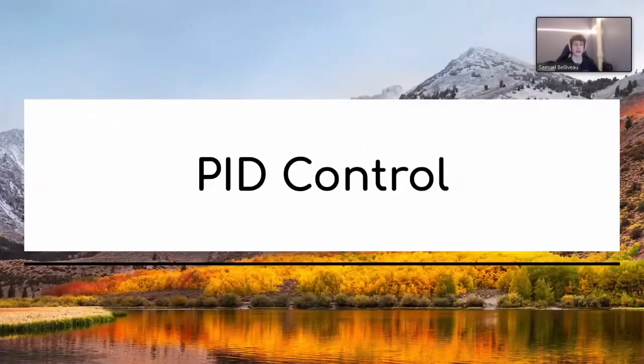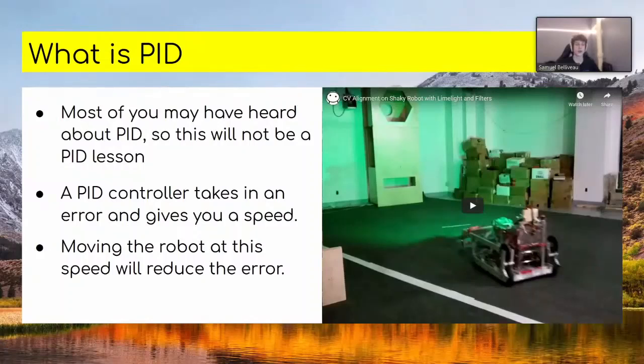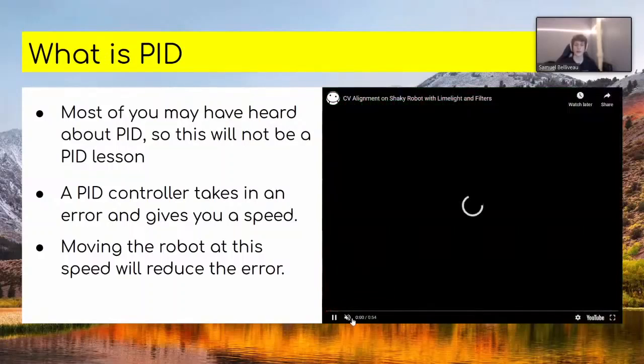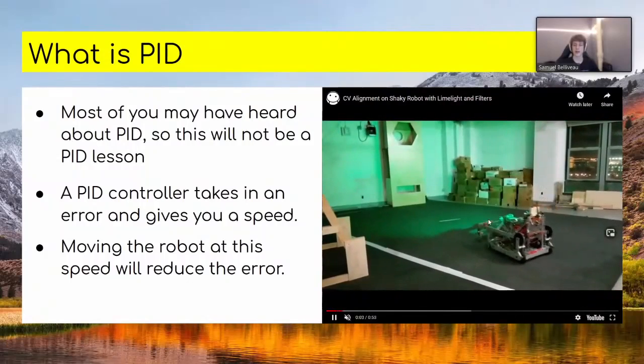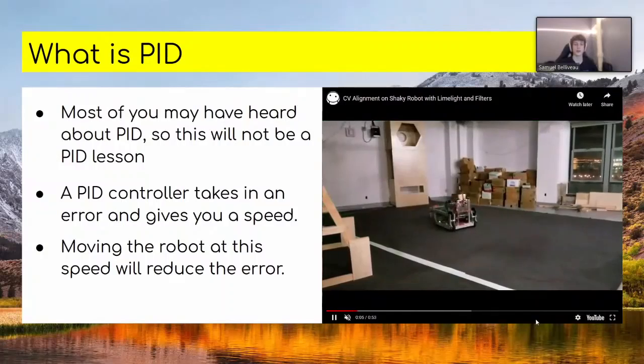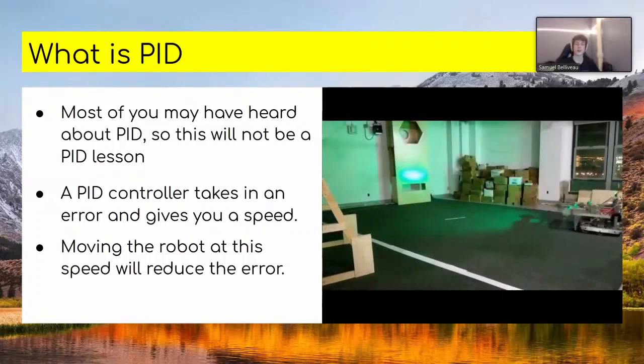So, PID control. You guys have probably heard of PID control. I'm assuming that a lot of you might have an idea of what it is, but basically what PID does is it takes in an error and it gives you a resulting speed to reduce that error. So moving the robot at that speed will reduce the error. Basically how it works is it notices that it's behind where it should be, so it starts to move forward, or it starts to turn towards the target because it notices that it's too far to the left.